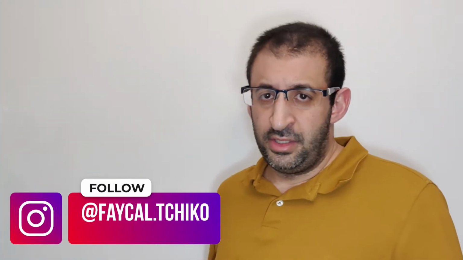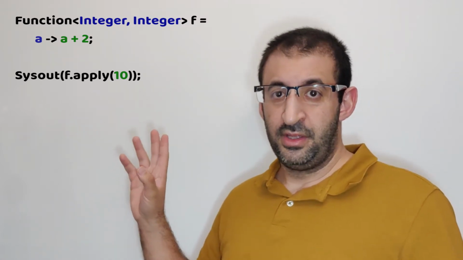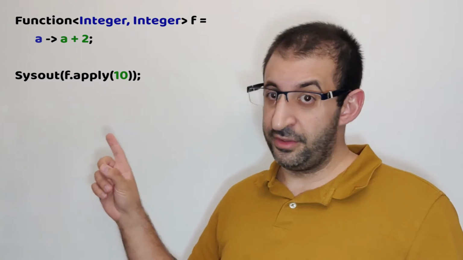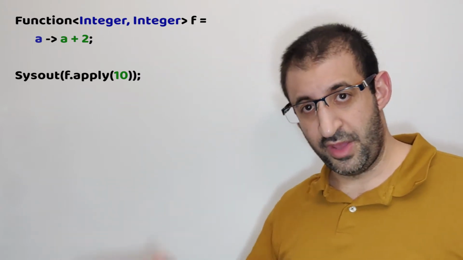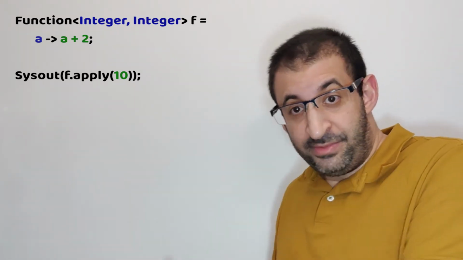Okay? So for the function, let's take a simple example: we give it an integer and it returns the same integer plus 2. We write it like this, a normal Function with Integer input value and return type Integer. After this, f equals a simple arrow, a plus 2. System.out.println f.apply for 10. We have 12.